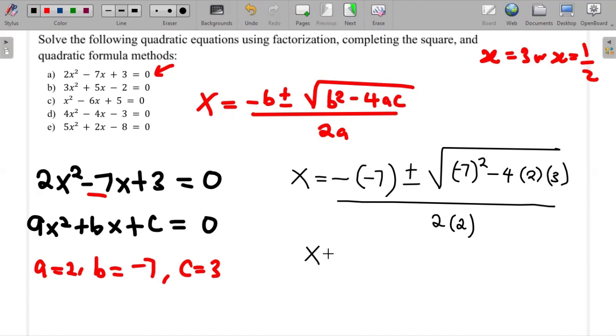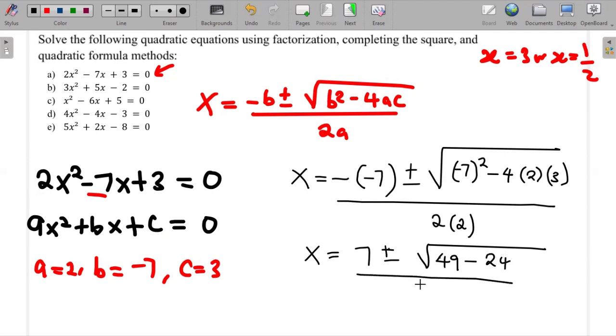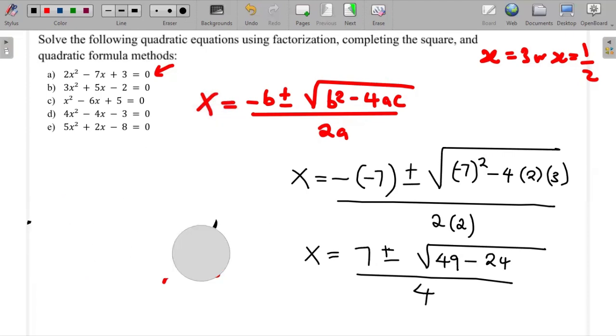So this is going to give me x is equal to negative and negative, I get 7, and then plus or minus the root of -7 squared. That would be 49 minus 4 multiplied by 2 multiplied by 3. What is it going to give me? This is like 6 multiplied by 4, so that would be 24. And then I divide this by 4, because when I multiply 2 by 2 here, I just get 4.